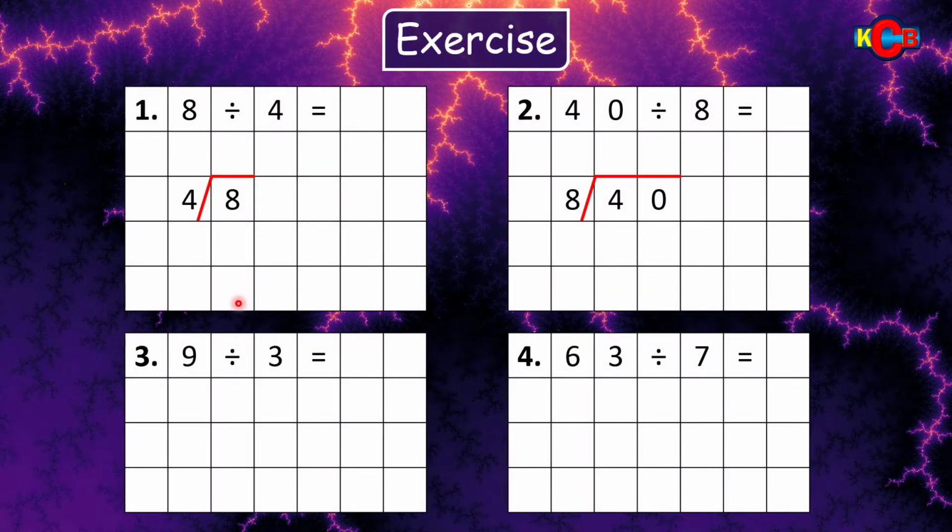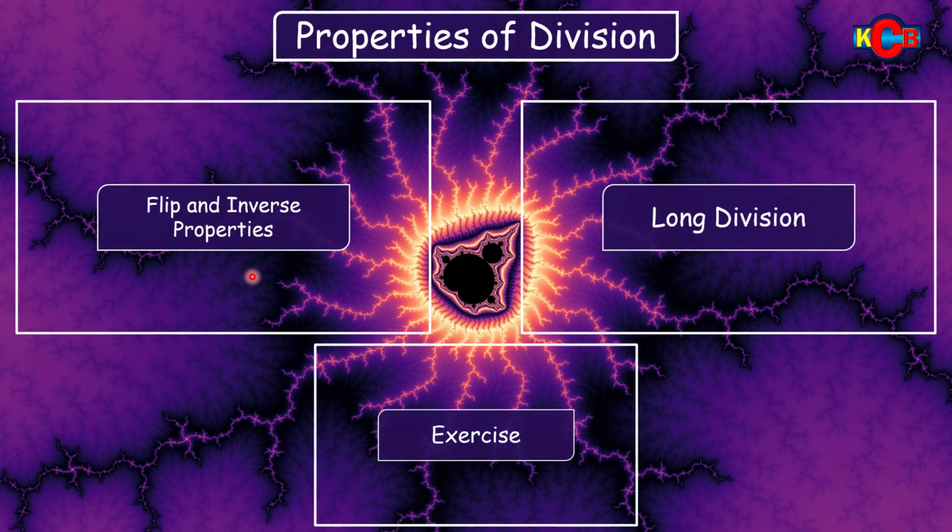Now, for the exercise, there are 4 questions. Refer to the multiplication table and answer the question using the long division method. Even though you can directly see the answer using the multiplication table, I still want you to write it down using the long division. So, that's all from me. Thank you.